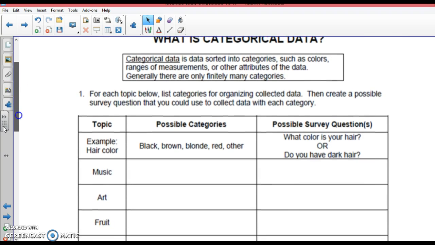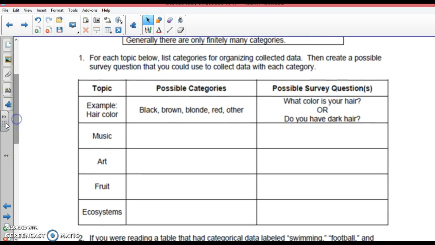Categorical data is data that is sorted into categories, such as colors, ranges of measurements, or other attributes of the data. Generally, there are only finitely many categories, so it's a limited amount. So, for example, hair color. Now, mind you, you can have any color hair, but there's a limited amount of possibilities. Black, brown, blonde, red, other. Possible survey questions. What is your color of hair, or do you have dark hair?